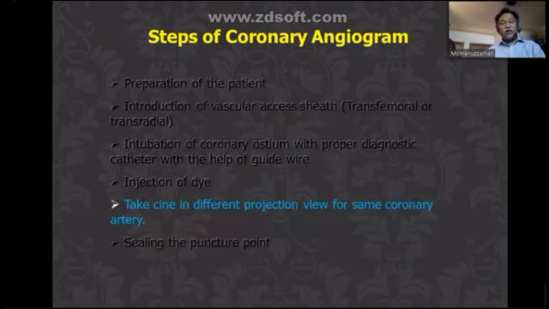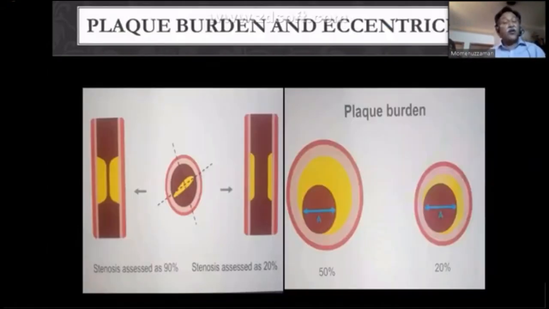Now, another topic is to take the cine in different projections for the same coronary artery. As you know, the lesion is not always concentric. Sometimes it may be eccentrically placed. So if the beam does not enter perpendicularly, in one view you'll see the block is only 20%, in the other view you'll see 90%. If you don't take the proper view, perpendicular to the lesion, you may miss it. What happened in this patient?